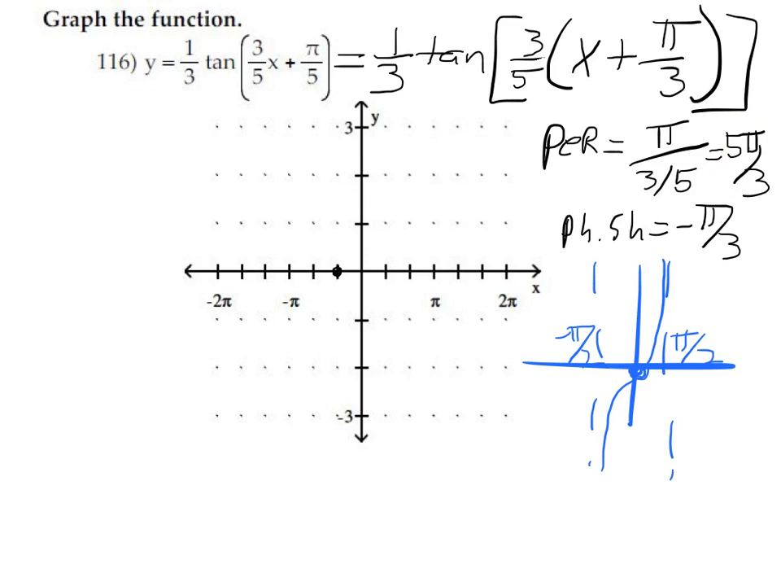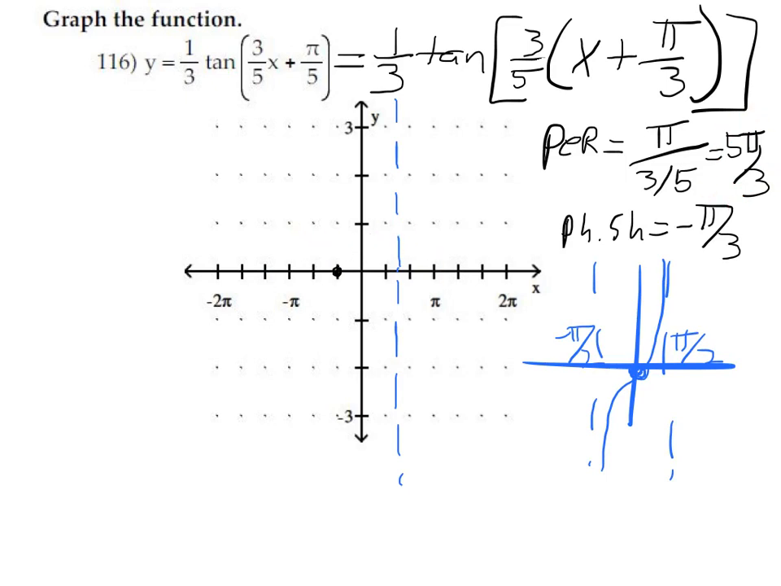Maybe we do it this way. 5 pi thirds, 1, 2, 3, 4, 5. Half of that distance is about here. 5 pi sixths, or 1, 2, 3, 4, 5 pi sixths. Here we go. That's our asymptote. So with 5 pi sixths, half of this period to the right, then if I go half of that to the left, then the distance between these asymptotes will be 5 pi thirds, the period.